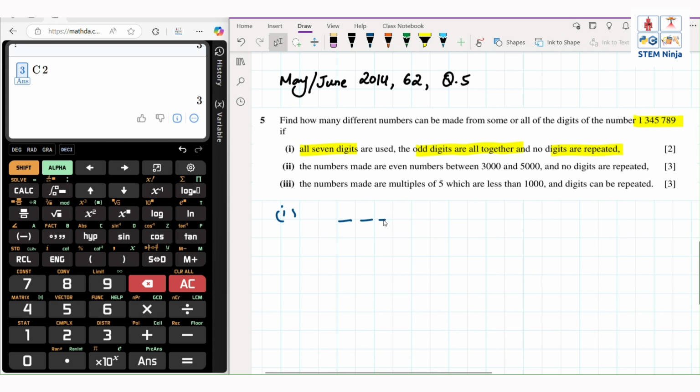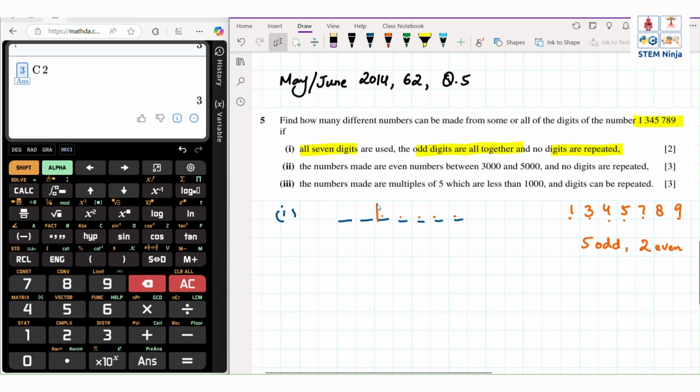You have 1, 2, 3, 4, 5, 6, 7. Odd digits are together, so let's list down how many are odd. So you have 1, 3, 4, 5, 7, 8, 9. Out of these, you have 1, 2, 3, 4, 5. So 5 you have odd. The rest would be 2 even. Okay, so that means 5 are together.